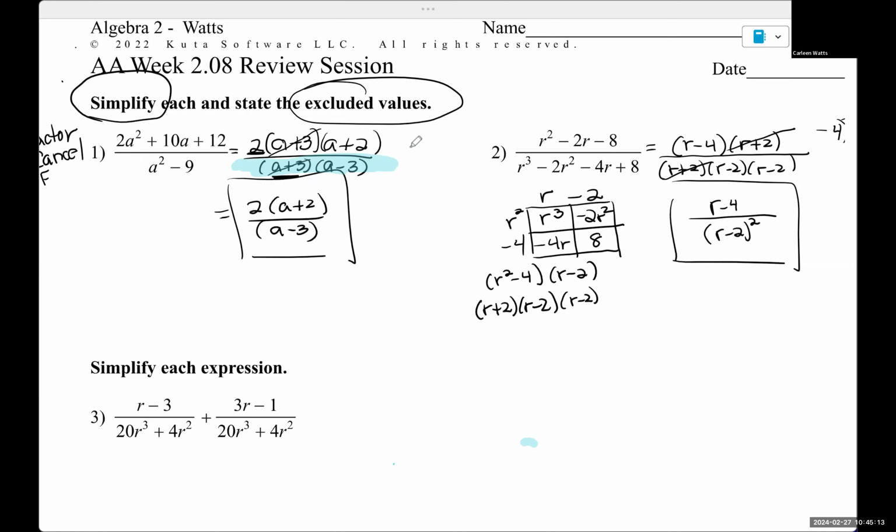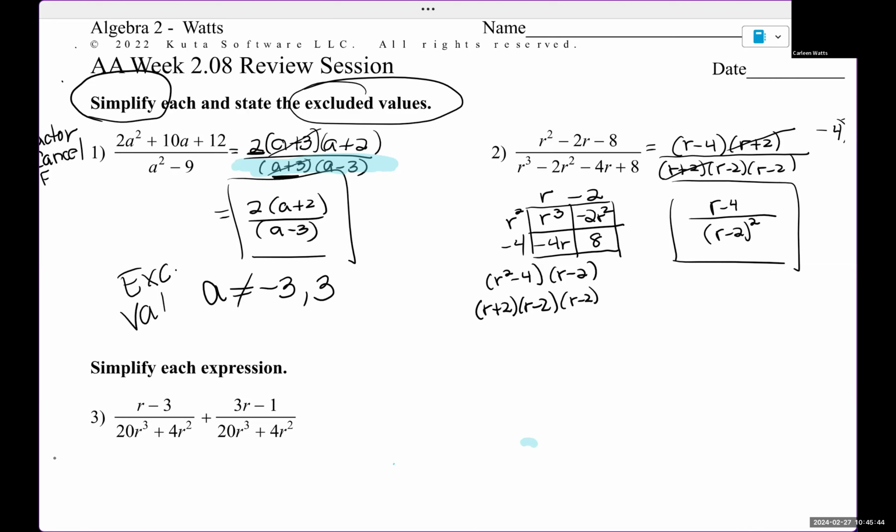Okay, so I have A cannot equal. So go back up to before we canceled. Okay, excluded values must always go back to pre-canceling. Okay, so A cannot equal -3. Do you see where I got that?